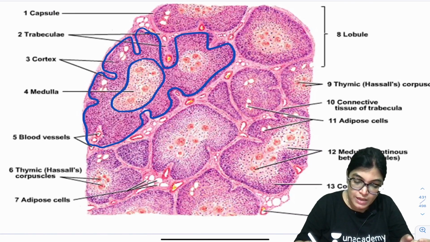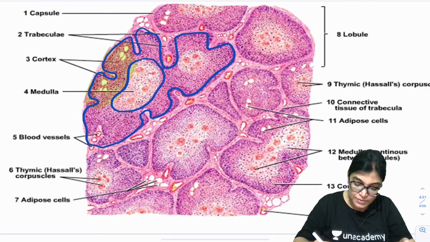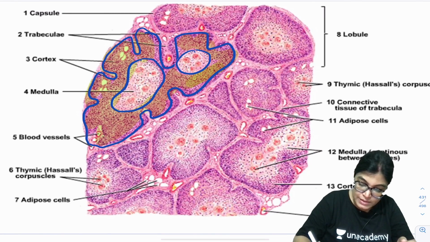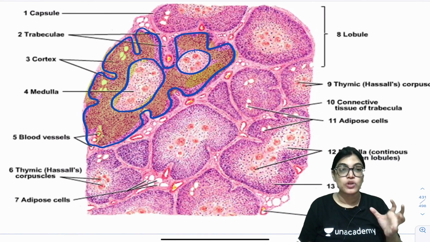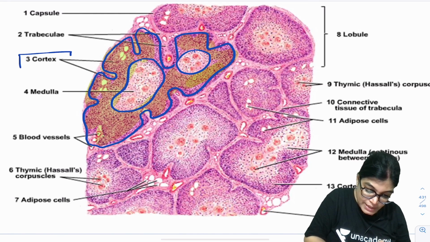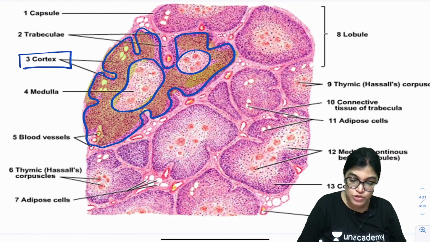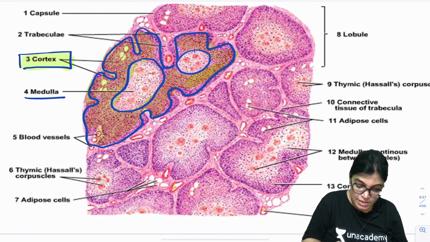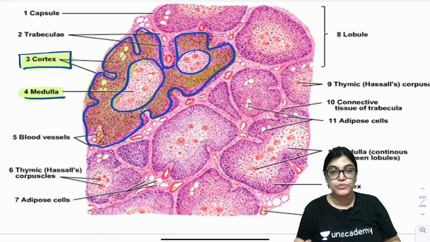This part which I am highlighting with light green is the cortex area, which is quite darker stained because it contains mature T lymphocytes. The lighter stained part is the medulla, which is lighter stained because it contains immature T lymphocytes.